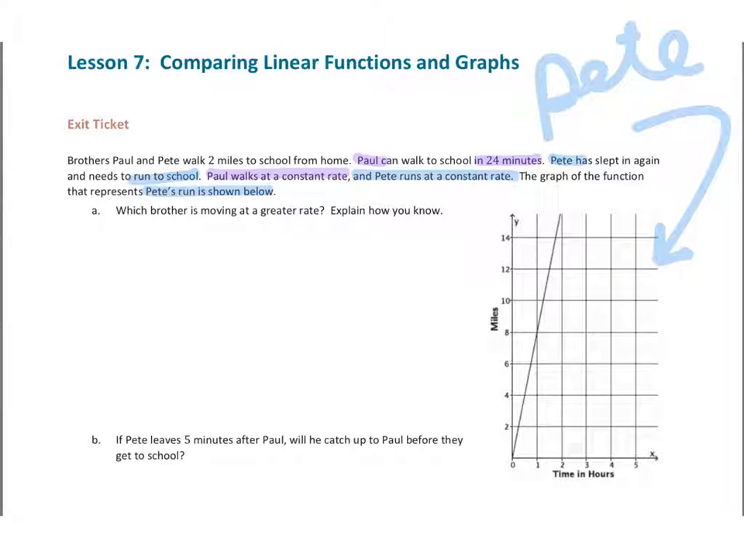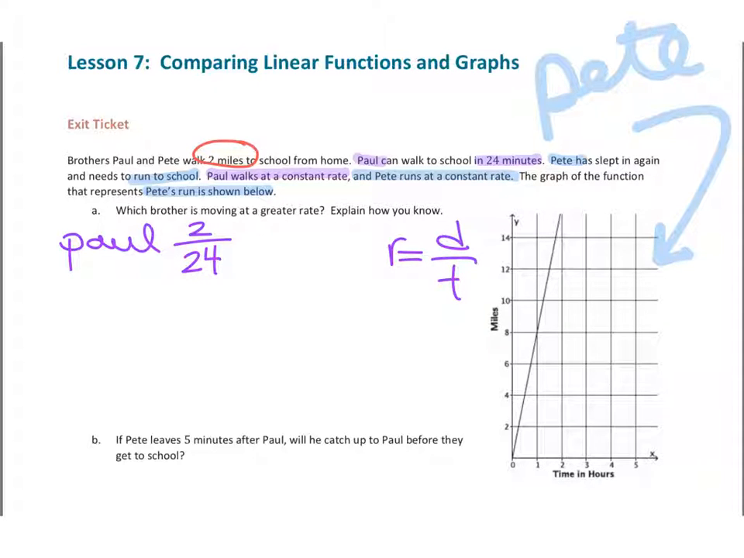Which brother is moving at a greater rate? Explain how you know. Let's start with Paul. Paul's walking. And if you remember, rate is distance over time. So Paul's going to go 2 miles, and I know that because it's right here in the question. He's going to go 2 miles in 24 minutes. Well, if we reduce that, Paul's rate is 1/12.